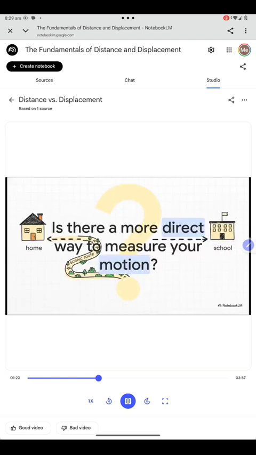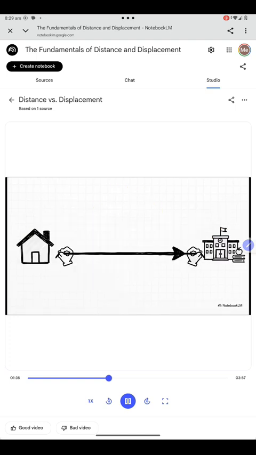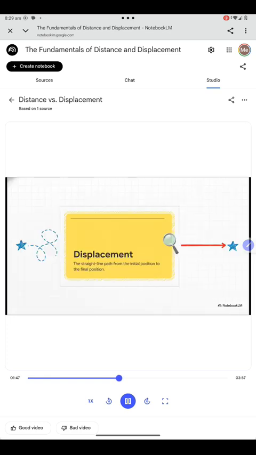But what if we don't really care about the scenic route you took? What if all that matters is how much your position has changed? Is there maybe a more direct way to talk about your trip from home to school? Imagine for a second that you could just draw a perfectly straight line, like a laser beam, right from your starting point, home, directly to your end point, school. No turns, no corners, just a direct shot. And that direct straight line measurement is what we call displacement.